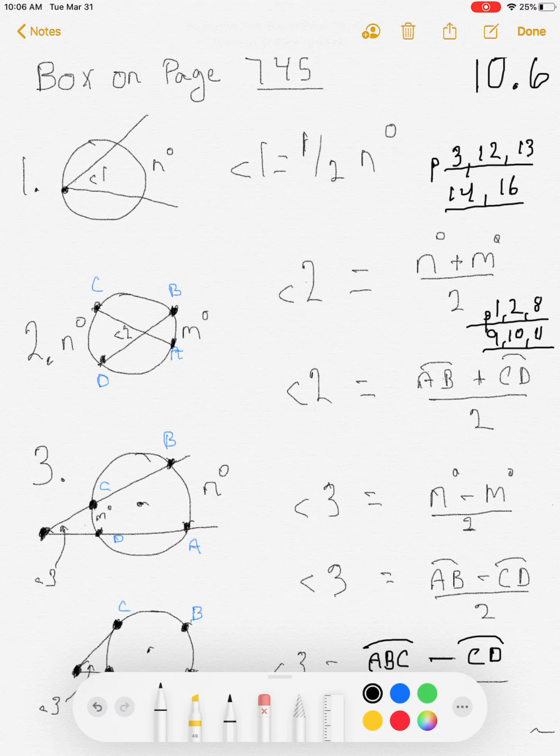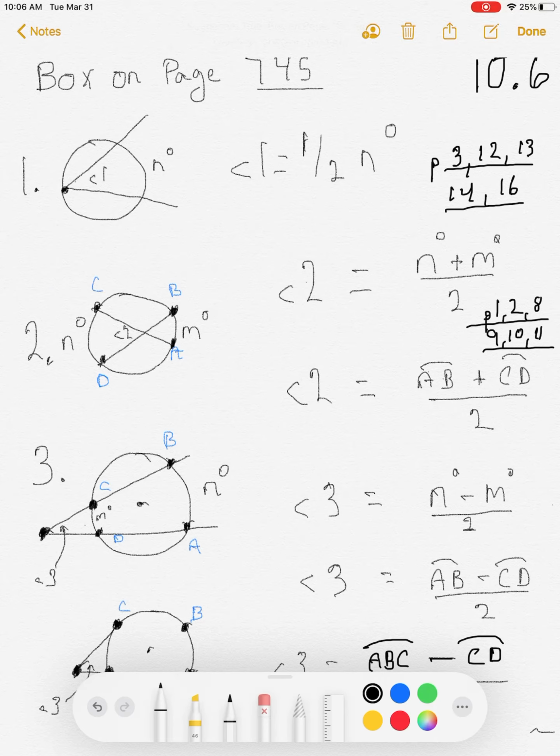If two lines intersect on the circle, the measure of the angle formed, in this case angle 1, is going to be half of the arc whose measure is x. Angle 1 is half of x. If the two lines intersect inside of the circle, the angle formed, in this case angle 1, is going to be x plus y divided by 2.